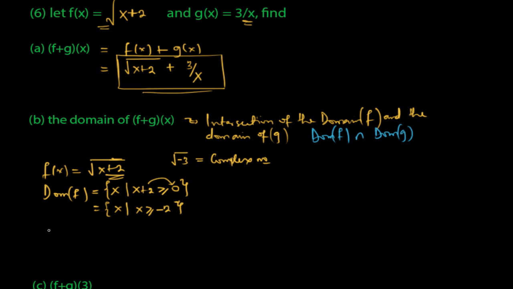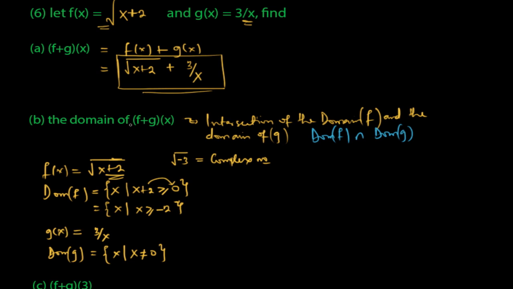And then for the domain of g, our g of x equals 3 divided by x. Since this is a rational fraction, the domain is going to be all numbers excluding the numbers that would make the denominator 0. So you have to exclude those numbers. It's the set of all real numbers such that x does not equal 0. So this is the domain of f, and this is the domain of g.